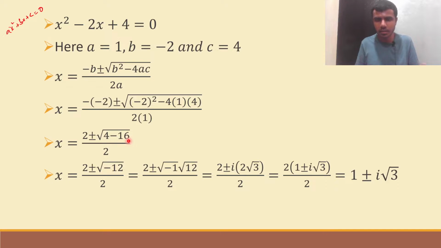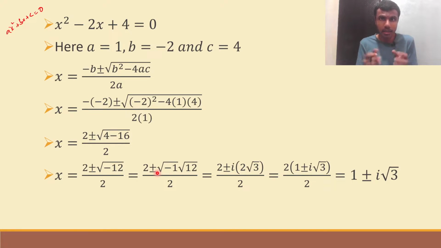If you see, guys, 4 minus 16 is minus 12, because out of 4 and 16, 16 is big and it has minus, so the final answer is going to be minus. So 4 minus 16 is minus 12. Now see how I'm simplifying step by step. This is nothing but 2 plus or minus under root minus 12. I can write it as root of minus 1 into root 12. What is root of minus 1? Root of minus 1 is nothing but i.